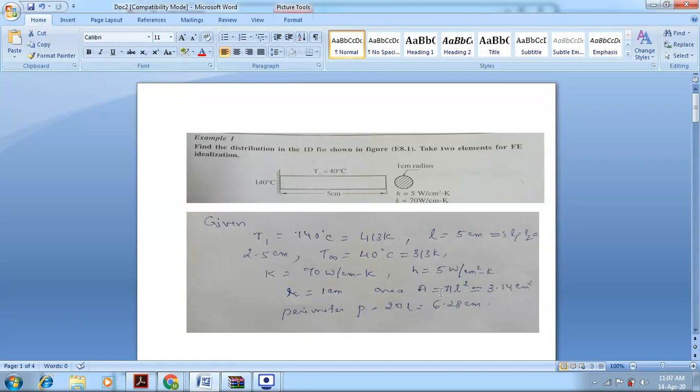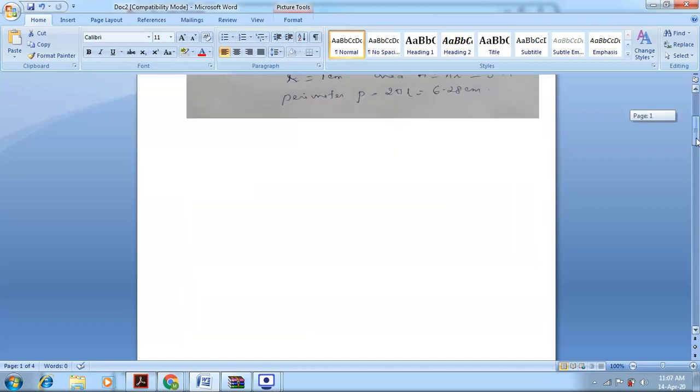Since we need to find the area, that is pi r squared, so pi r squared is 3.14. As well as we need to find the perimeter, that is 2 pi r. So r is 1 centimeter, so the perimeter we are getting as 6.28 centimeters.